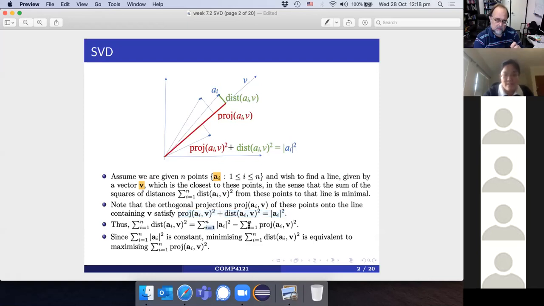Then we can rewrite this equation and get the formula for the distance from AI to V. The sum of the squares of the distances is equal to the sum of the squares of the lengths of AI minus the sum of the squares of the projections. The points A1 to AN are given, so the sum of the squares of the lengths of AI is constant. So the motivation problem of minimizing the sum of the distances is equivalent to maximizing the projections. Does that make sense?